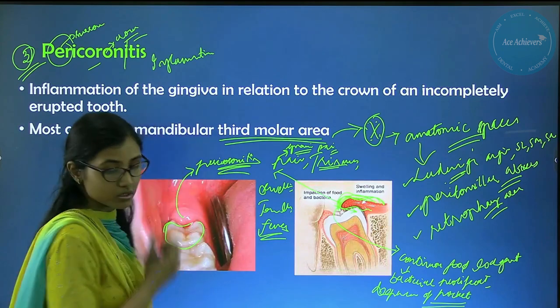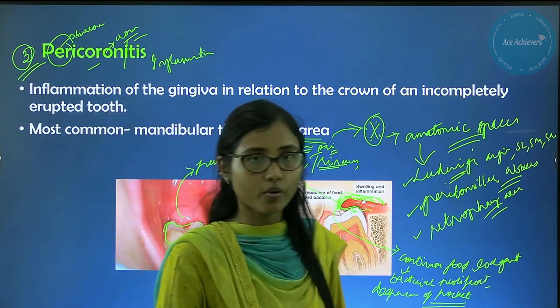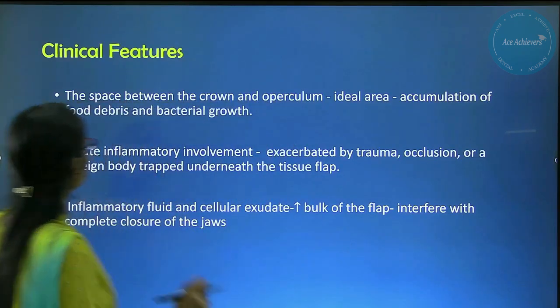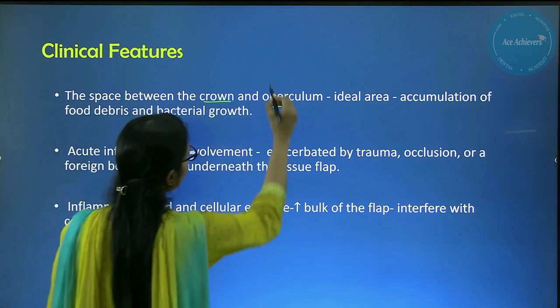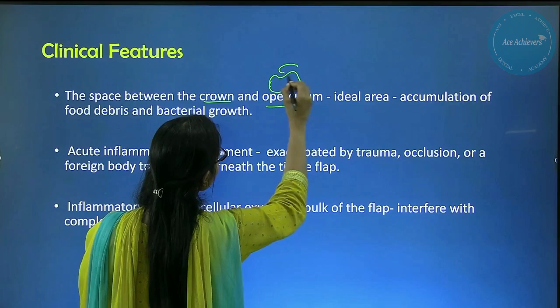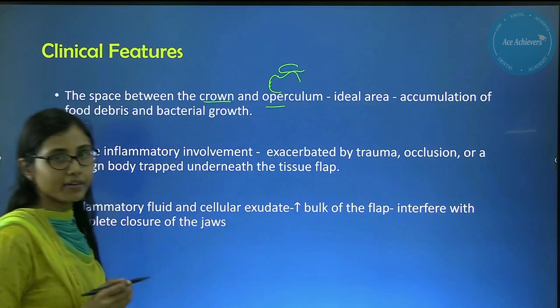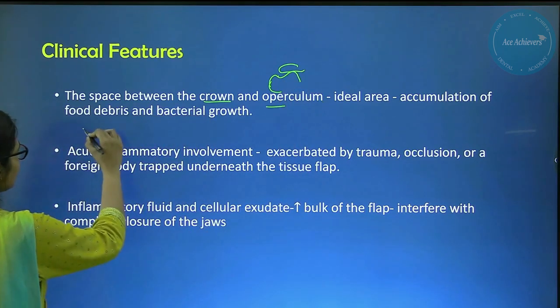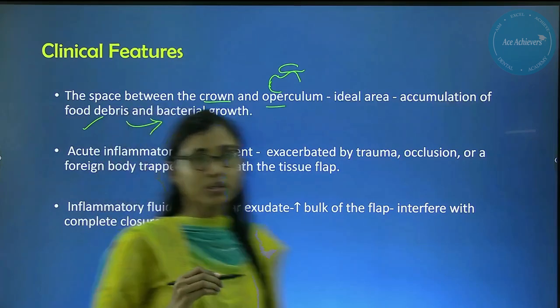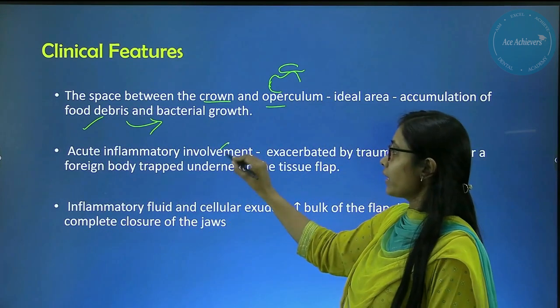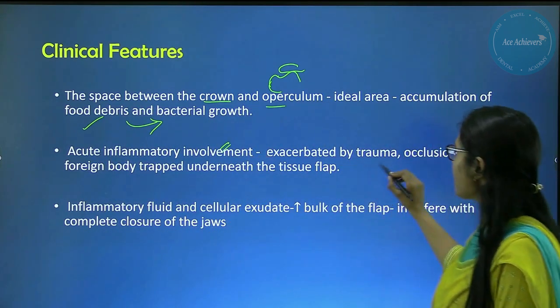So some other systemic involvement might also be there. Okay, so when we see the clinical features, as I've told earlier, the space between the crown and the operculum is going to accumulate food particles and debris, leading to bacterial growth. So here there is going to be an acute inflammatory involvement if it is exacerbated by trauma.